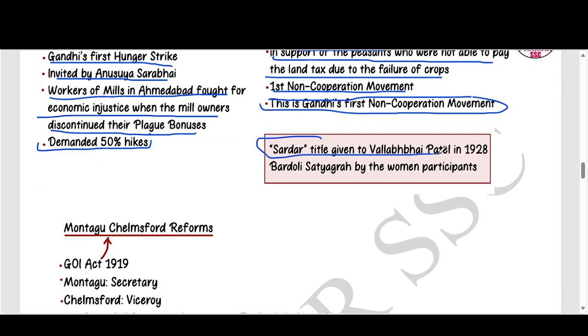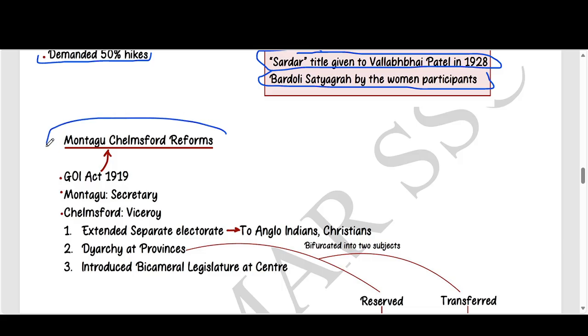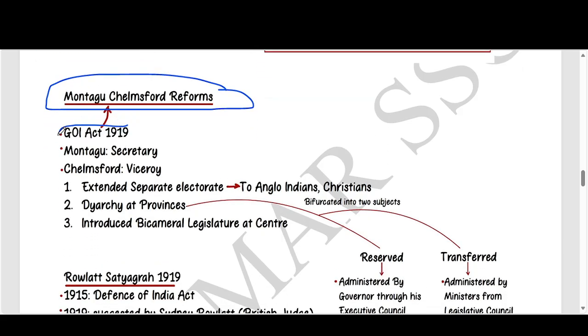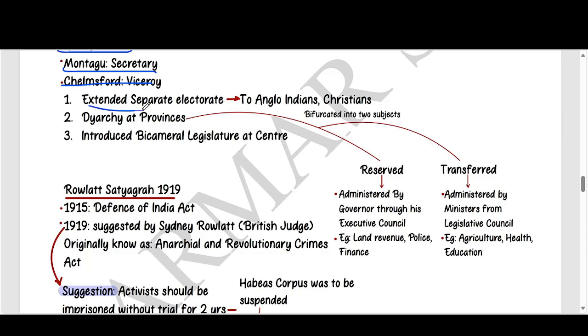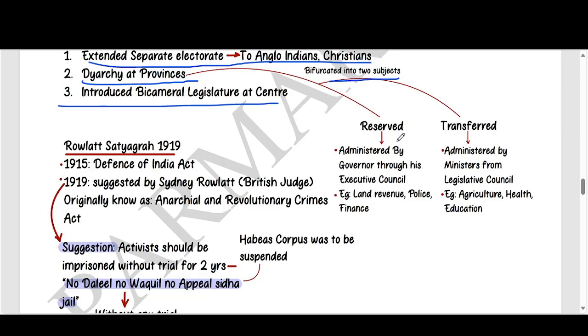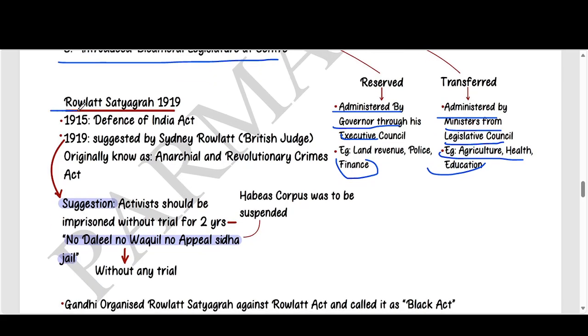Sardar title given to Vallabhbhai Patel, 1928, Bardoli Satyagraha, by women's participation. Montagu-Chelmsford Reforms, Government of India Act 1919. Montagu, Secretary of State, and Chelmsford, Viceroy. It extended separate electorates to Anglo-Indians and Indian Christians. Provinces were bifurcated into two subjects, introduced as dyarchy. Reserved subjects were administered by the Governor through his Executive Council: Land Revenue, Police and Finance. Transferred subjects were administered by Ministers from the Legislative Council: Agriculture, Health and Education.